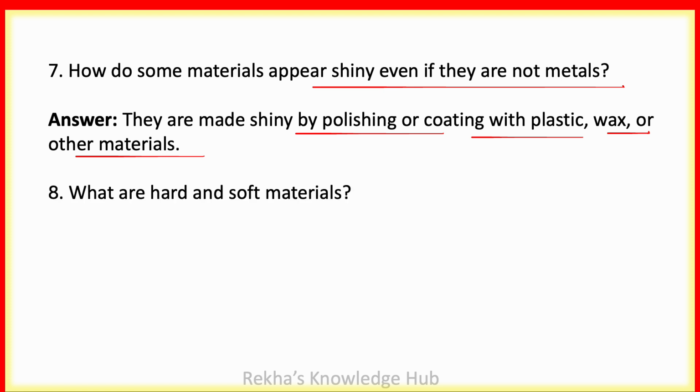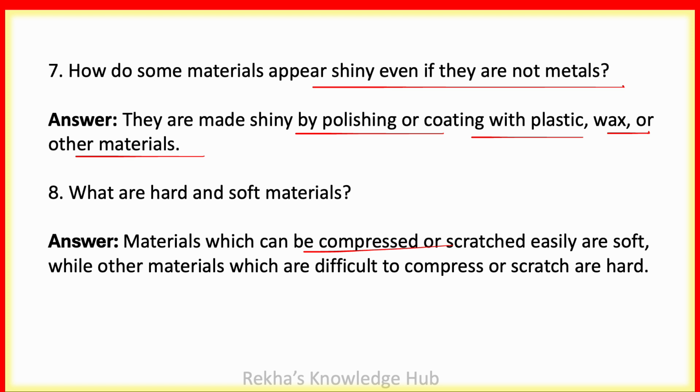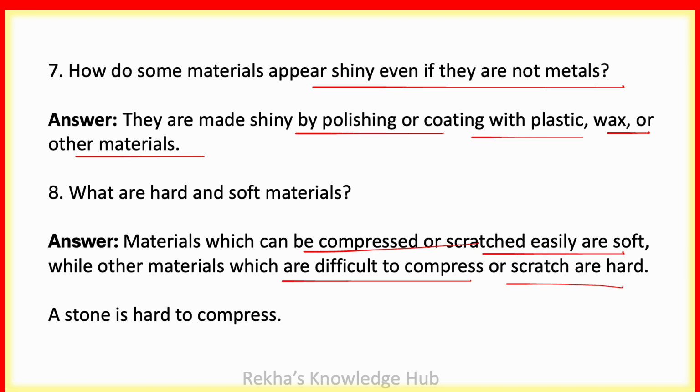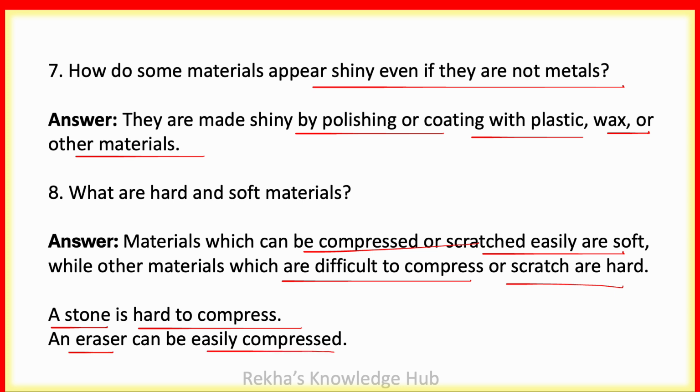Next one, what are hard and soft materials? Materials which can be compressed or scratched easily are soft, while materials which are difficult to compress or scratch are hard. Some materials can be scratched or pressed easily. They are called soft materials. For example, a sponge can be pressed or scratched very easily. Then some materials are difficult to scratch or press. They are called hard materials. For example, iron is hard because you cannot easily scratch or press it. A stone is hard to compress. An eraser can be easily compressed.